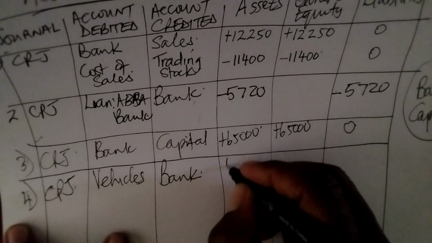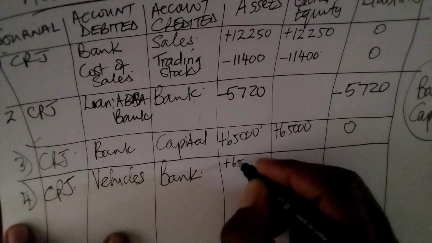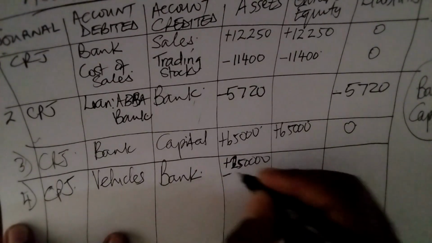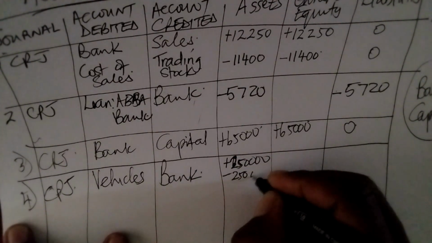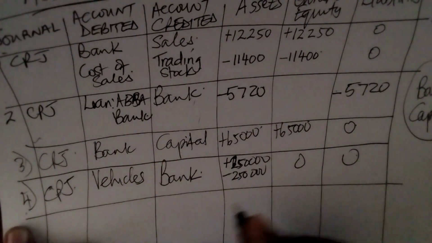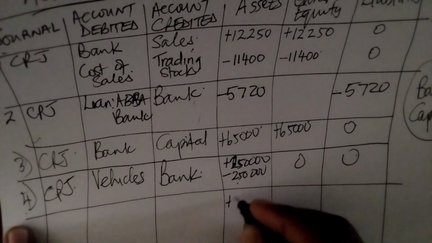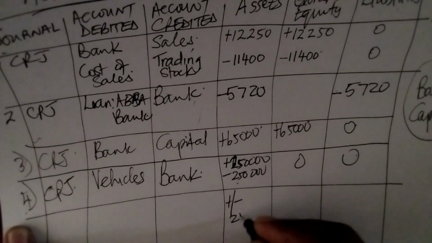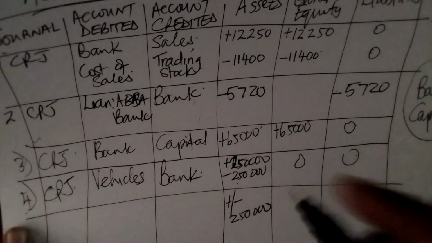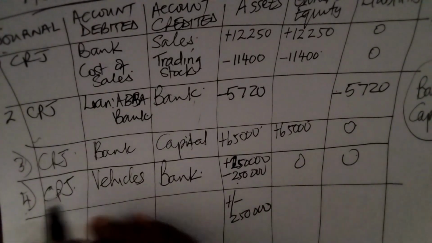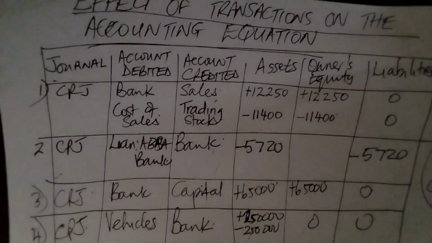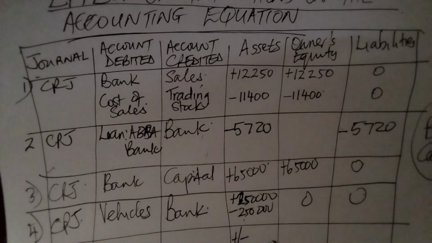So I'm going to have a plus 250,000 and a minus 250,000. Okay, that's one way of writing it. Alternatively, you can say plus and minus 250,000, or you can say plus 250 minus 250. That's what you do. So the bank makes it easy. Check what happened to the bank, because if you understand what happened to the bank, then it becomes easier for you.